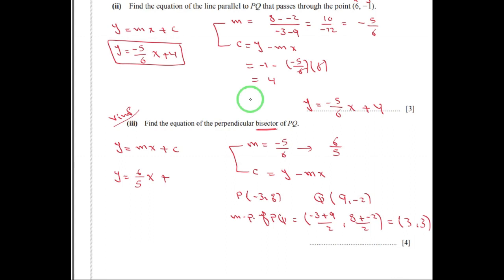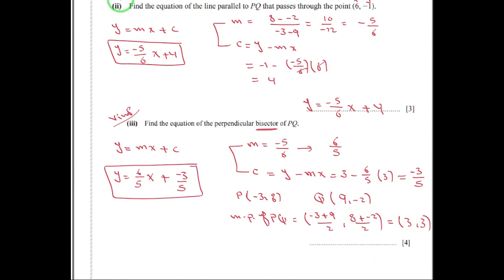Now we can find the value of c. Y is equal to 3, the slope is equal to 6 over 5, and x is equal to 3. Using your calculator, you can find that the value of c is equal to negative 3 over 5. Now we can write the equation. The equation is y equals 6 over 5 x minus 3 over 5.